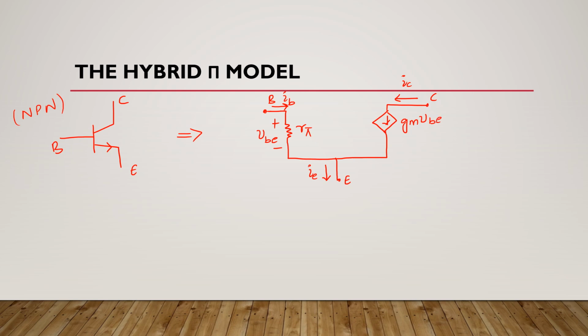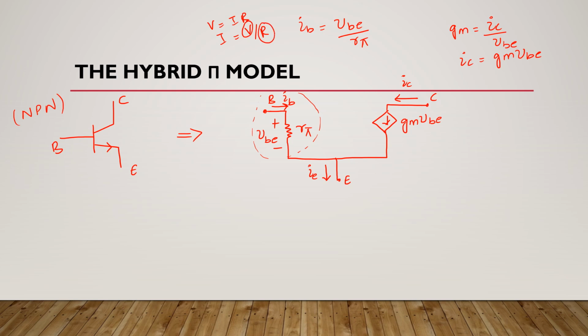VBE, because we know that transconductance is equal to IC divided by VBE. It means IC is equal to GM VBE. Now here this current IB is flowing here. It means IB is equal to VBE divided by R pi, because we know that V is equal to IR. Therefore, I is equal to V upon R. Here V is VBE and R is R pi.